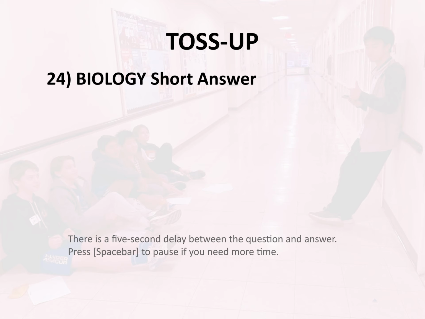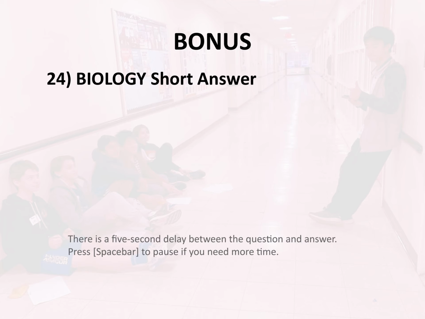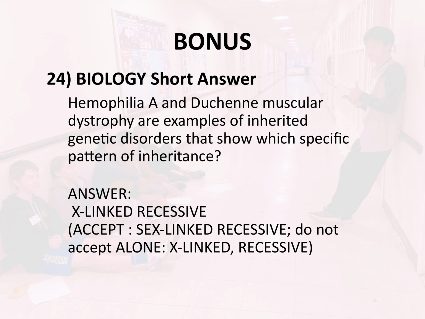Toss-up 24. Biology. Short answer. The extracellular matrix protein collagen is composed of intertwined helices. How many protein helices come together to form collagen? Answer: 3. Bonus 24. Biology. Short answer. Hemophilia A and Duchenne muscular dystrophy are examples of inherited genetic disorders that show which specific pattern of inheritance? Answer: X-linked recessive.